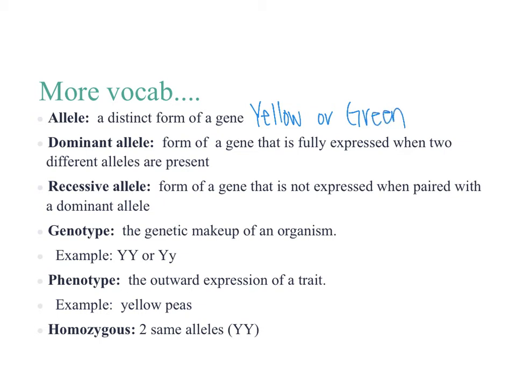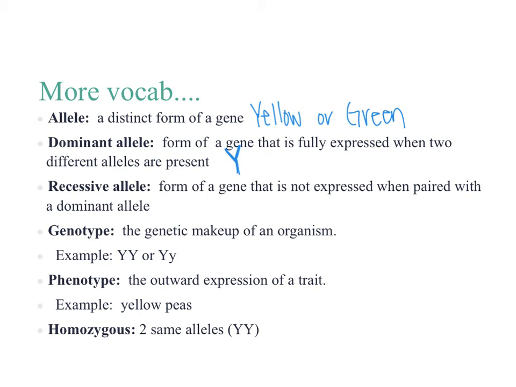Next, we have dominant allele. So this is the form of the gene that is fully expressed when 2 different alleles are present. So going back to the pea pod example, yellow is the dominant allele because that's the color that we saw when we mixed yellow and green. And so dominant alleles are always given the symbol in a capital letter. Okay, so since it's yellow, we're going to give it a capital Y.